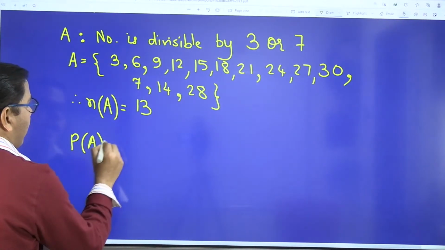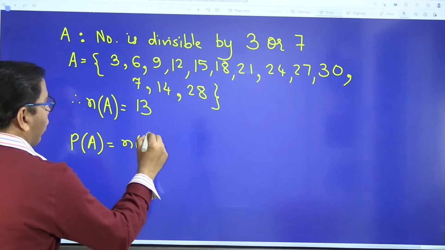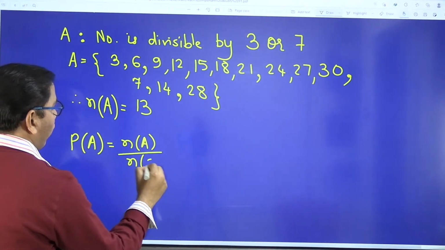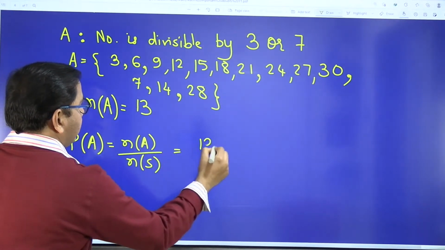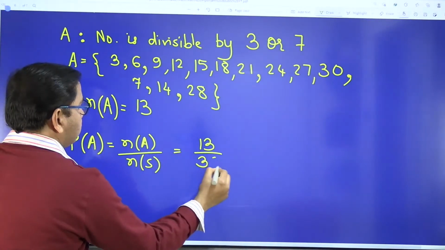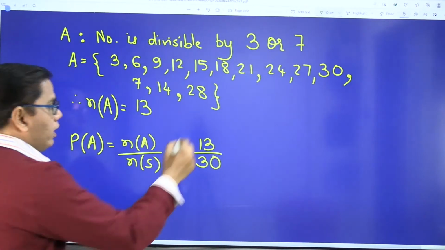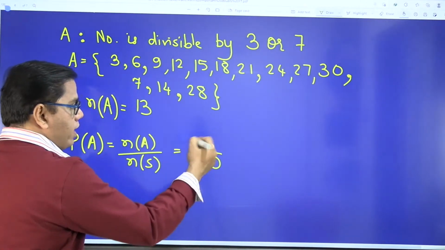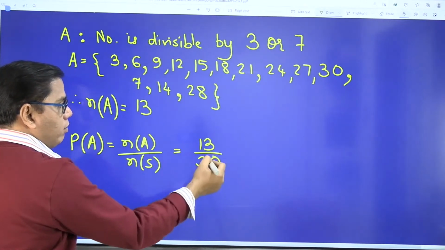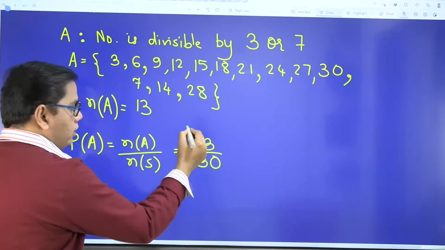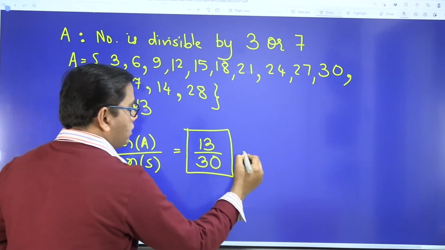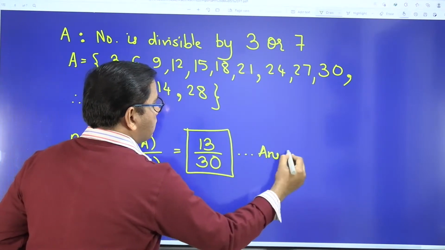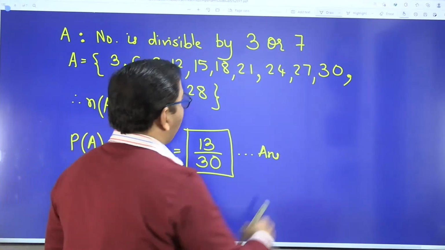Probability of event A is n of A upon n of S. n of A is 13 and n of S, as we have already seen, is 30. So it is not possible to divide this. There is no common divisor between 13 and 30. So this is my final answer, the answer for part A.